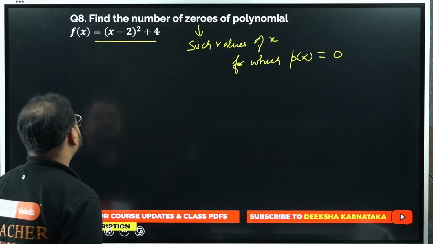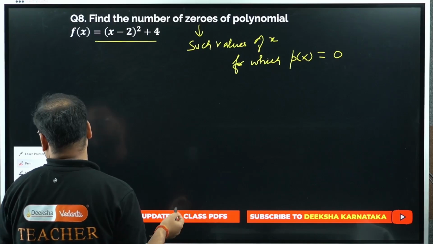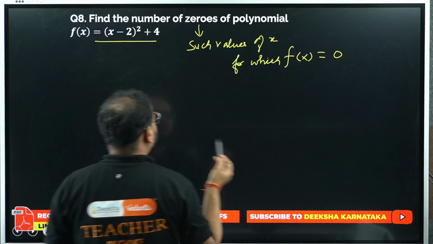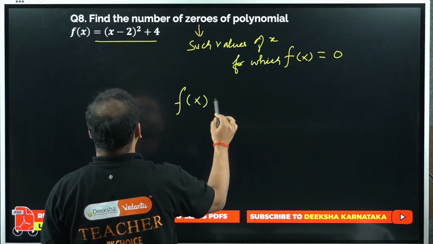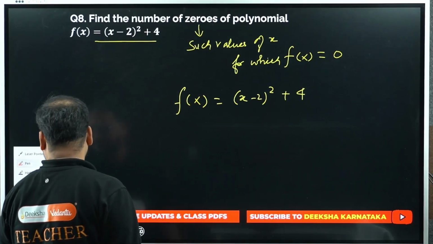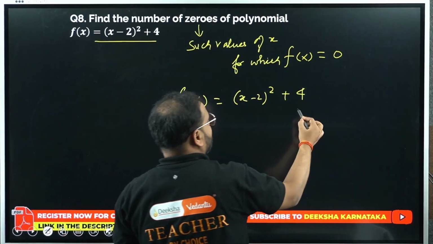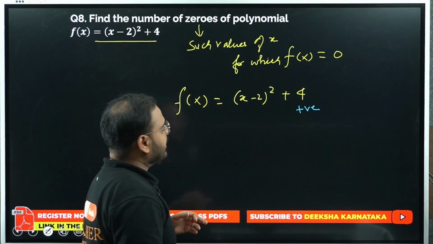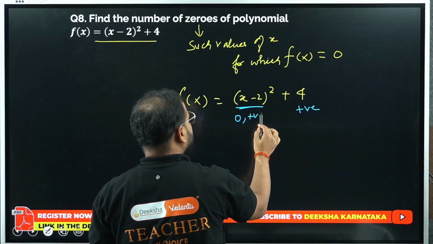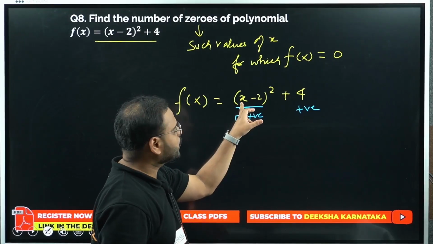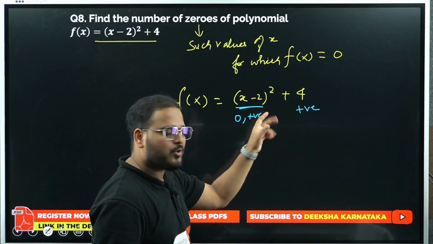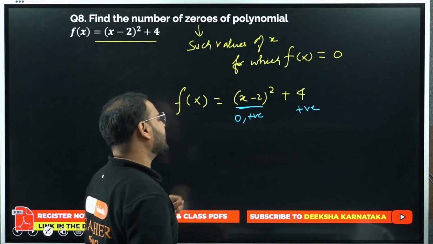Correct? In this case fx is there, so I'll write it as fx. It's not px, sir. It is the polynomial given as fx equals to 0. Now check the polynomial fx. Let's do the analysis of this polynomial. This is a positive number, and this is square of something. This can be either 0 or positive. So how come 0? Put x as 2, it will become 2 minus 2, 0. So it can be 0 or positive. Can it be negative? Never.